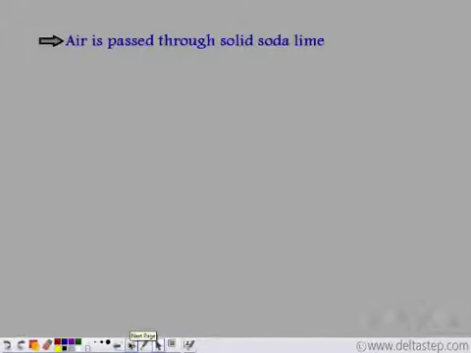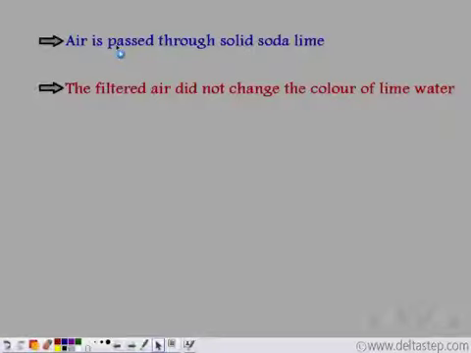So let us try and recapitulate the entire experiment. First of all, what did we do? We passed air through solid soda lime. Soda lime absorbs the carbon dioxide in the air. Now after that, the filtered air, we saw that it did not change the color of the lime water to milky, thus proving that the air that passed out of the solid soda lime was indeed devoid of carbon dioxide.